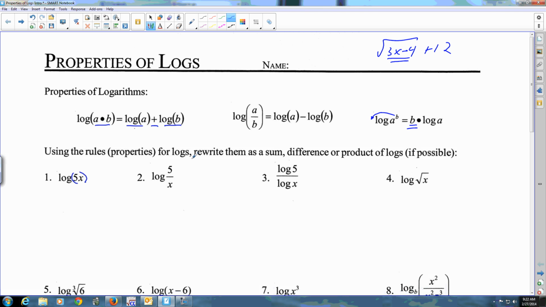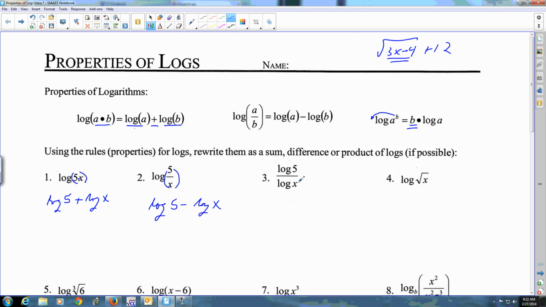Okay? So here you have a product inside a logarithm, so I can break it apart into a sum. So that's log of 5 plus log of x. Here you have a quotient inside a logarithm, so you can break it apart into a difference. What's on top comes first, and what's on the bottom comes second.